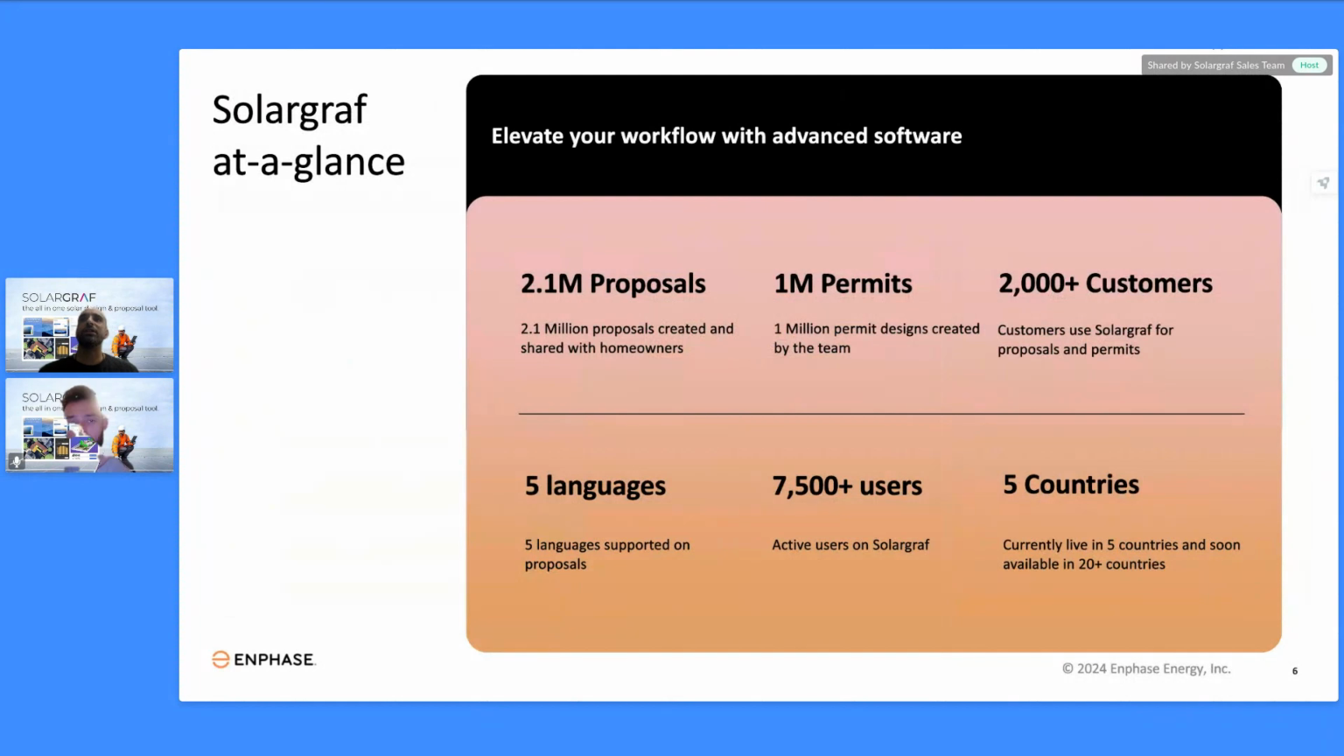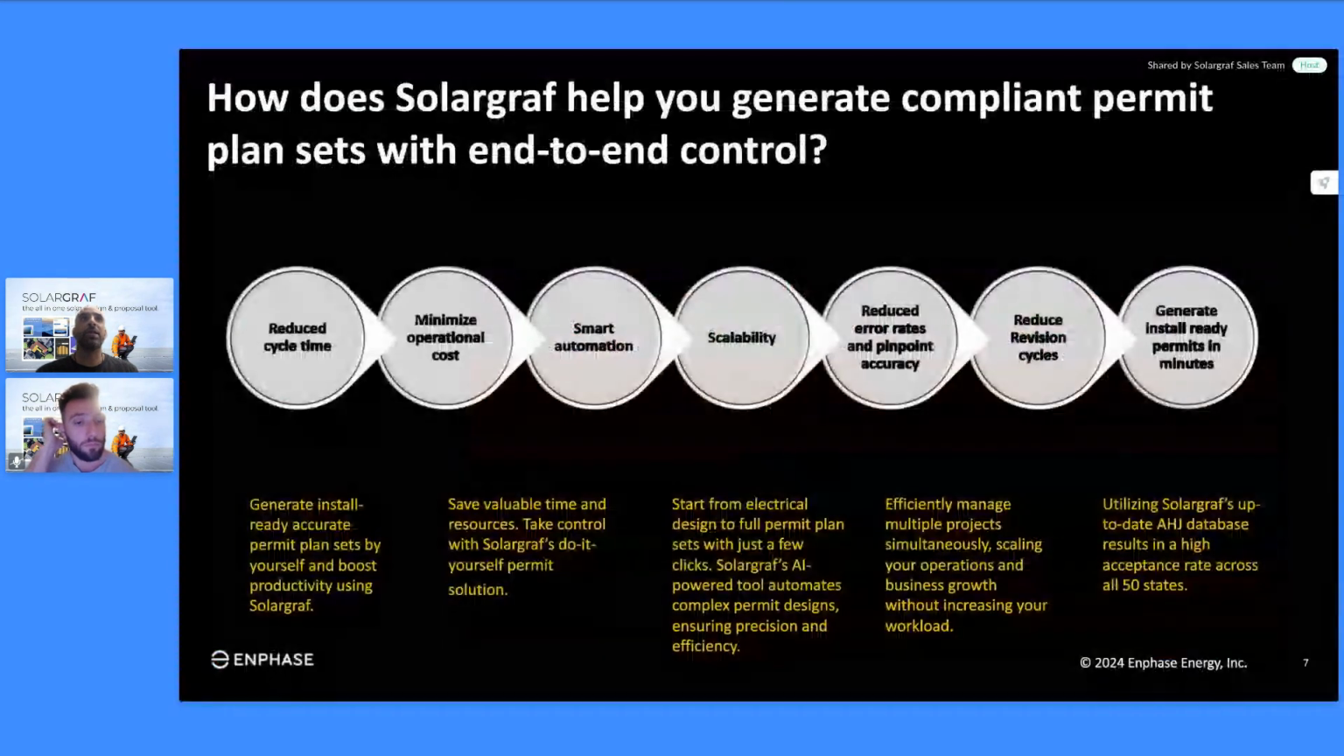This is a slide I like to show just to give everybody an idea where we are and how credible we are in the market. We've actually exceeded more than 2 million proposals designed in Solargraph. Our design team has completed over 1 million permits. We've got 2,000 customers plus, and that customer base is growing day to day as we attract more customers to use the platform. We support 5 different languages, more than 7,500 users using the platform today, a mix of project managers, designers, sales reps, even business owners. We are currently live in 5 countries, and we're expanding massively as we focus on the European market. So these are some of the highlights.